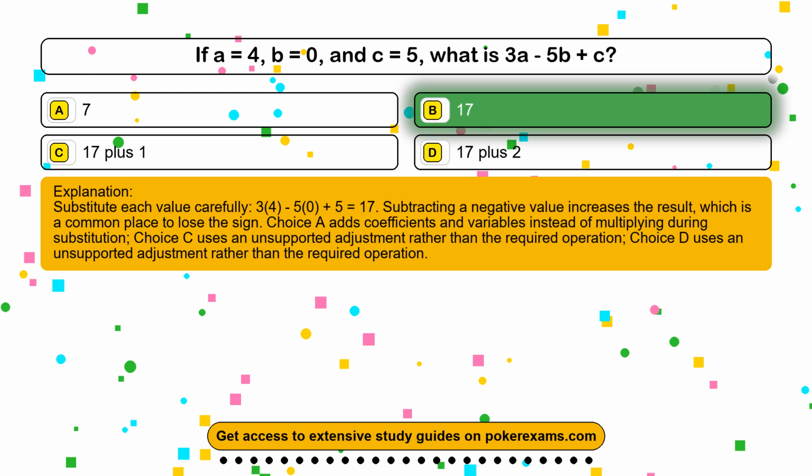Substitute each value carefully. 3 times 4, minus 5 times 0, plus 5 equals 17. Subtracting a negative value increases the result, which is a common place to lose the sign. Choice A adds coefficients and variables instead of multiplying during substitution. Choice C and Choice D use an unsupported adjustment rather than the required operation.